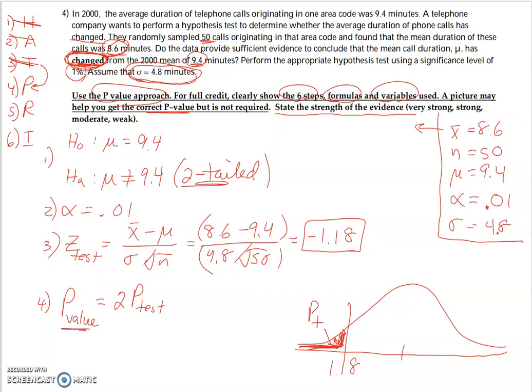This will give us the probability of our test stat if we look that up. Since it's two-tailed, we're going to multiply that by 2 and compare it to alpha. Otherwise, we would have to compare it to alpha over 2. The other way you can look at it is you can remember two-tailed.